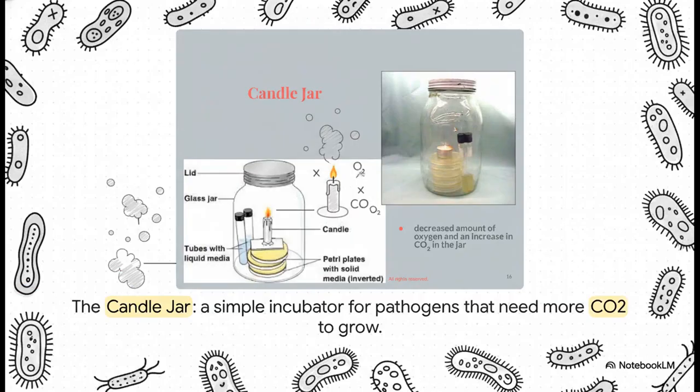Okay, but what about the really picky, kind of high-maintenance pathogens? Some of them, called capnophiles, need a lot more carbon dioxide in the air to grow. And for that, there's this amazingly clever low-tech solution called the candle jar. You literally just put your plates in a big jar, light a small candle inside, and seal the lid. Before the flame goes out, it uses up some of the oxygen and pumps out CO2, creating that perfect CO2-rich atmosphere they need. It's brilliant.